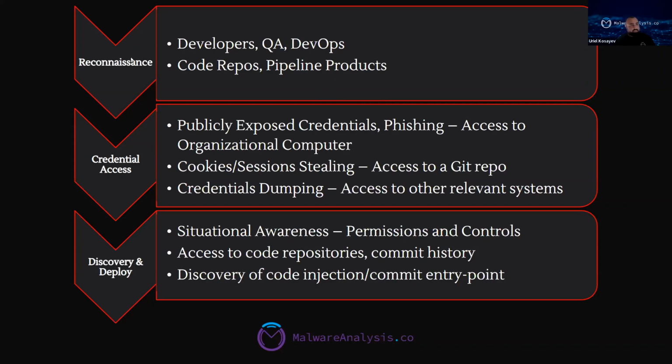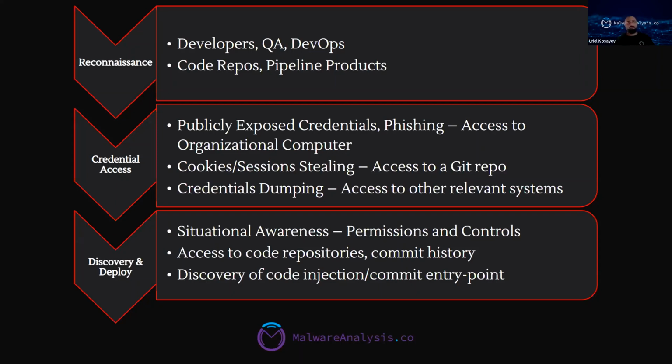After my reconnaissance, I go into credential access. I can use publicly exposed credentials or phishing attacks on those developers or DevOps engineers. After I'm inside the computer, I can try to steal the cookies or do session stealing and access the Git repo of the specific developer. For example, I know that from 8 a.m. to 12 p.m. he works on his GitHub. I can go hack his computer somehow, of course, and steal his cookies.